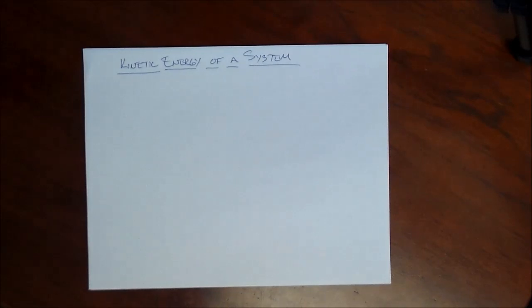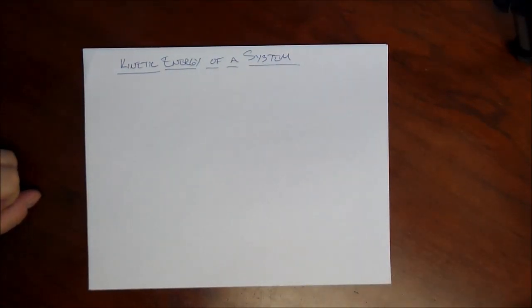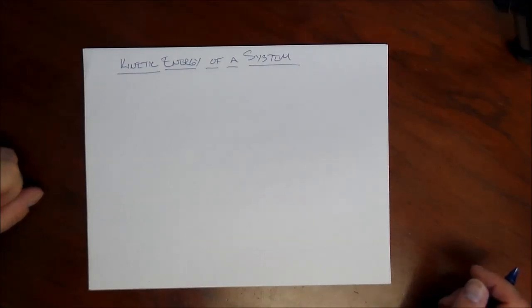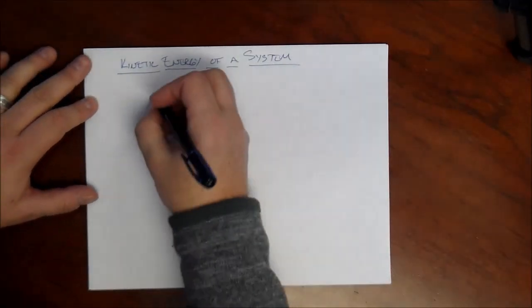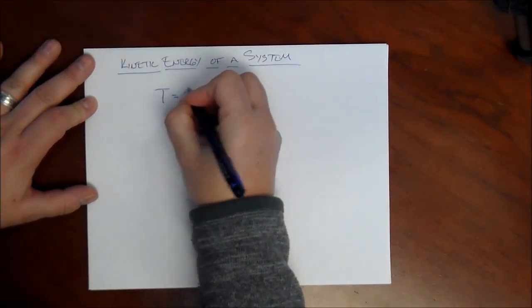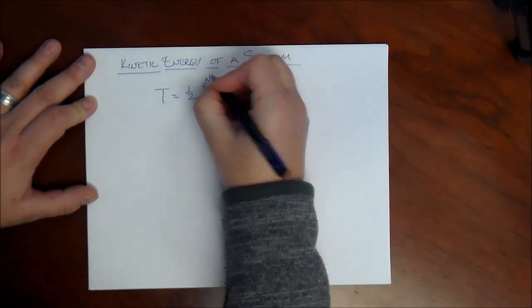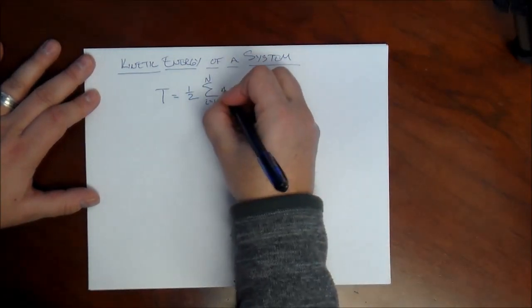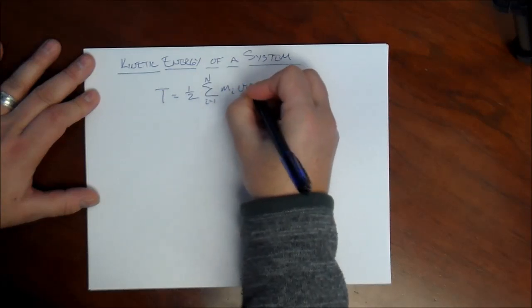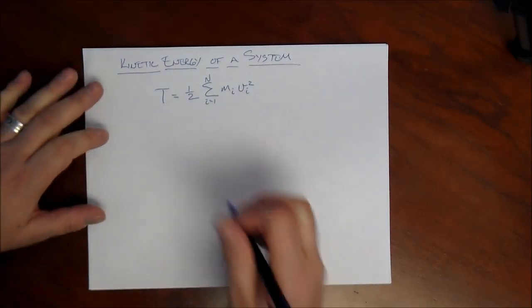We can continue to take advantage of this concept of mass center in a system of particles by expressing the kinetic energy using the mass center. So the kinetic energy for the system is just the sum over the individual kinetic energies of all the particles. Like that. Now we can express this in terms of the mass center as follows.